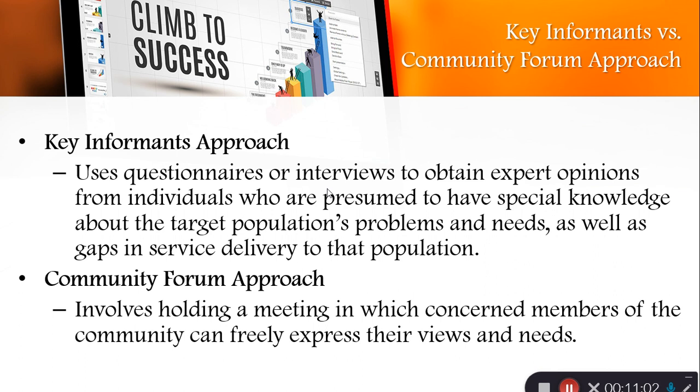So these are individuals who have a special knowledge base that we need in order to understand our target population's problems and needs. And then the community forum approach is really similar to a town hall kind of forum approach. This involves holding a meeting in which concerned members of the community can freely express their views and needs as they see them from their perspective.